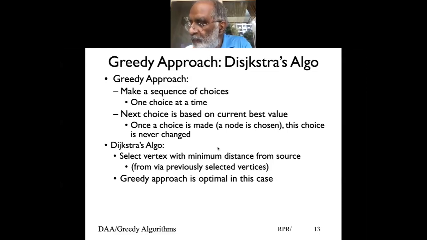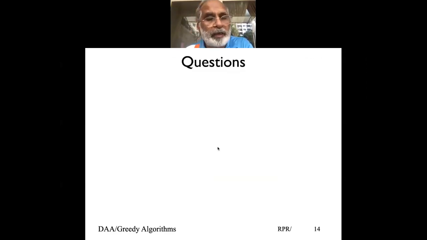So we take minimum distance from the source, and once we pick up a vertex, we never look at the distance again. So in that sense, it is a greedy approach, and we also find the greedy approach gives me the optimal answer. We are basically done with Dijkstra.